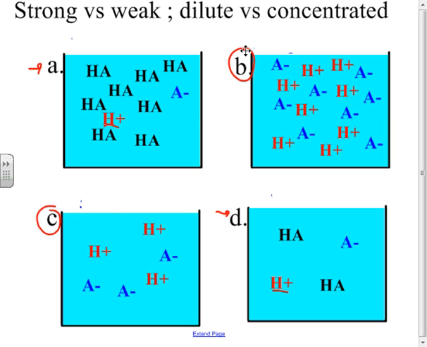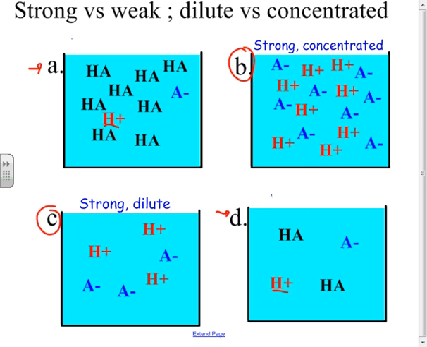We would describe B as a concentrated strong acid. There's a lot of the strong acid there. C we would describe as a dilute strong acid. It's a strong acid because it dissociated to a great extent. Dilute because there's only a small amount of it there.